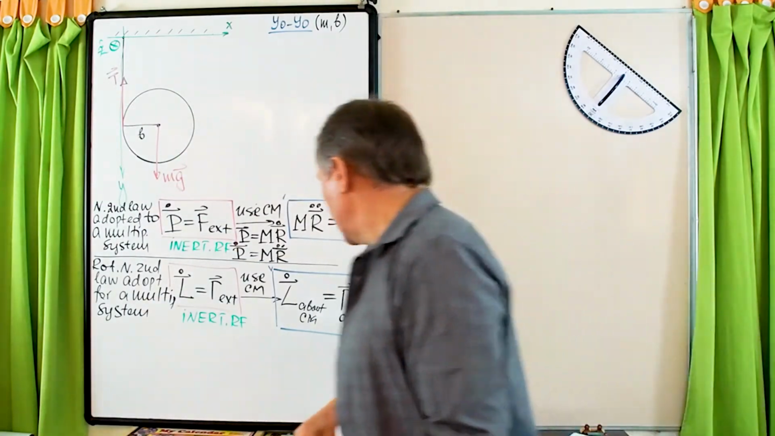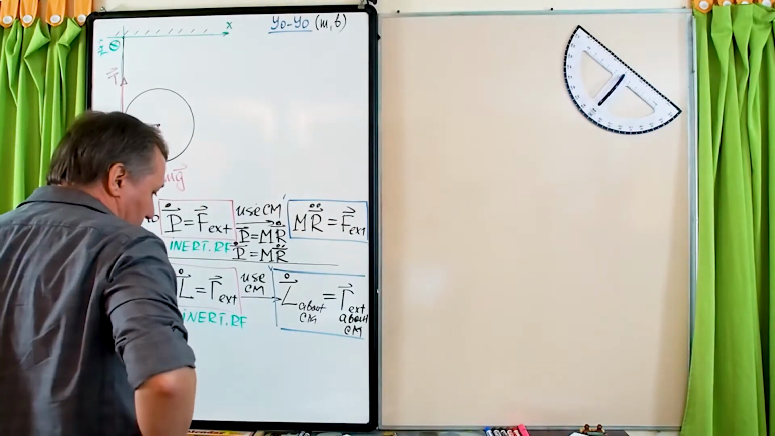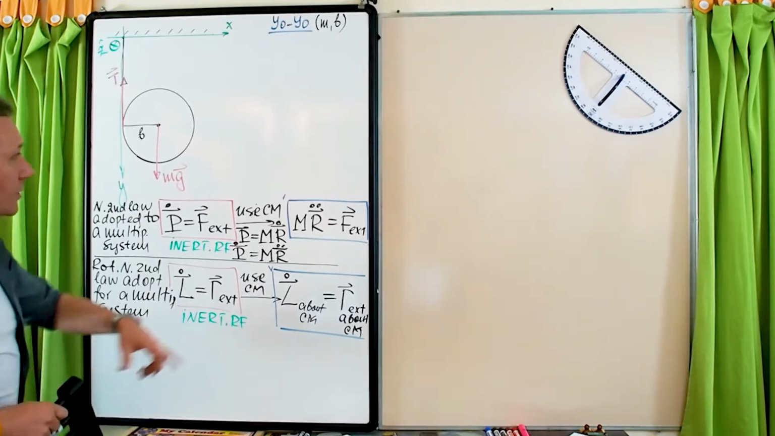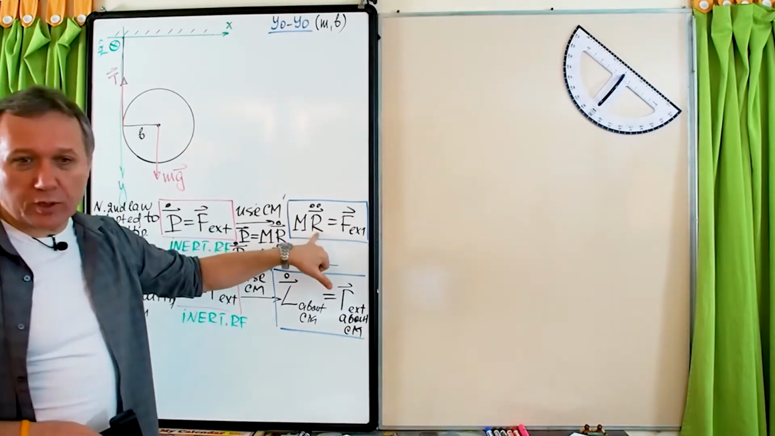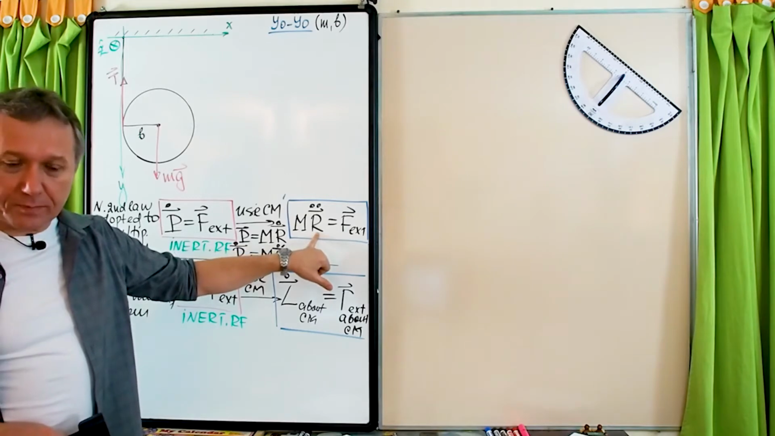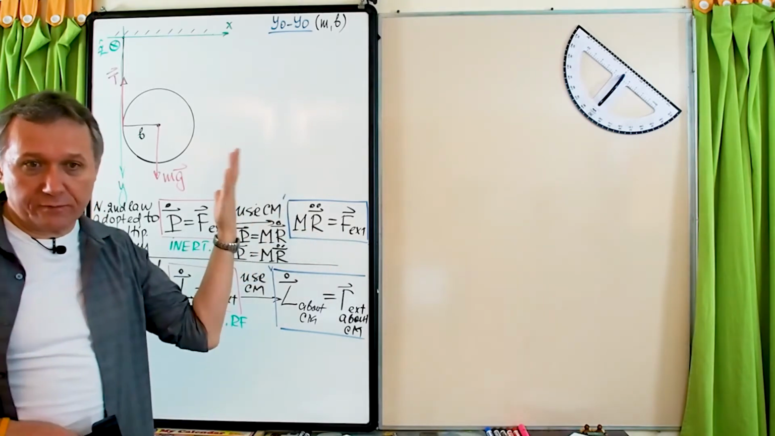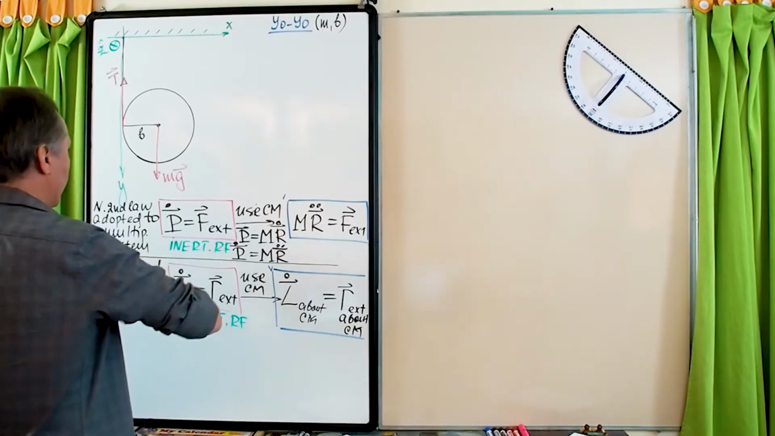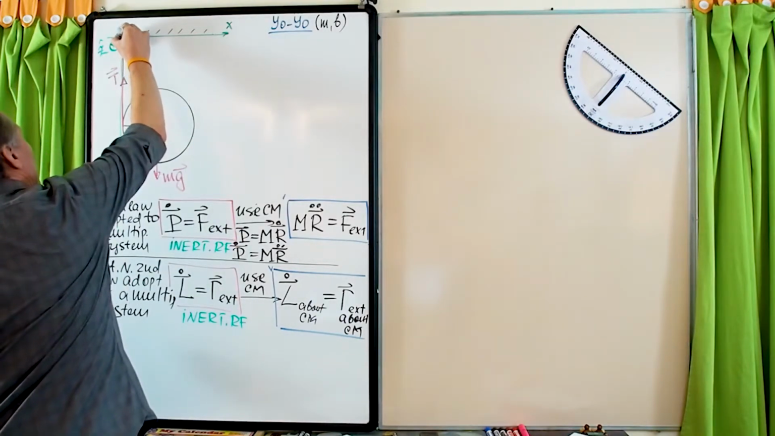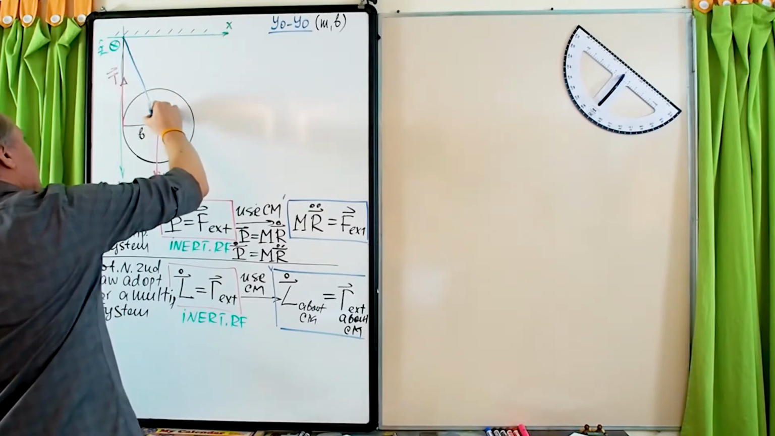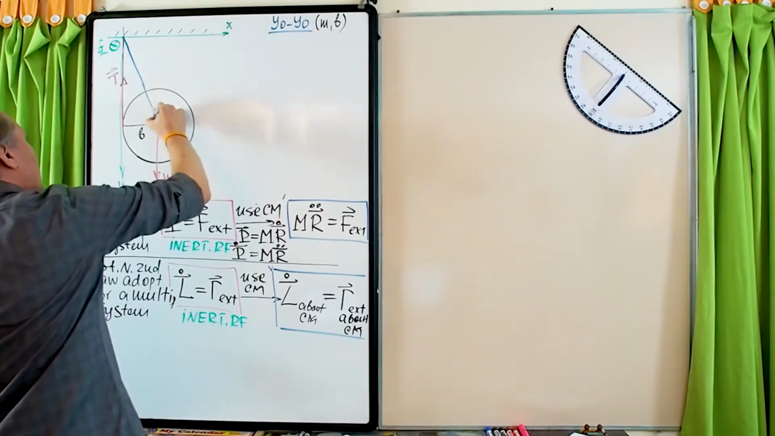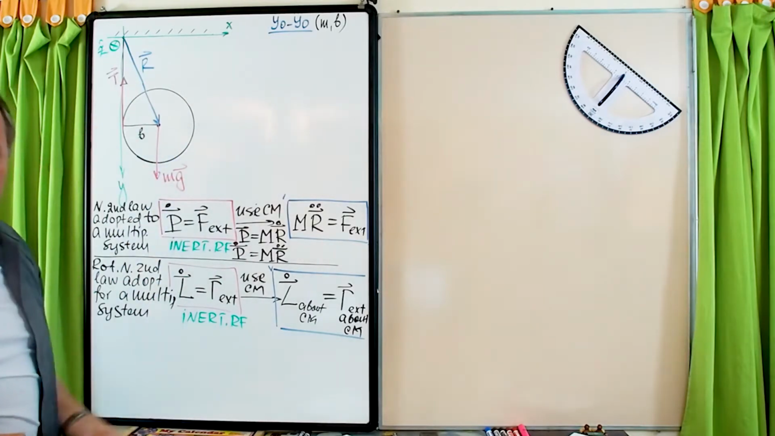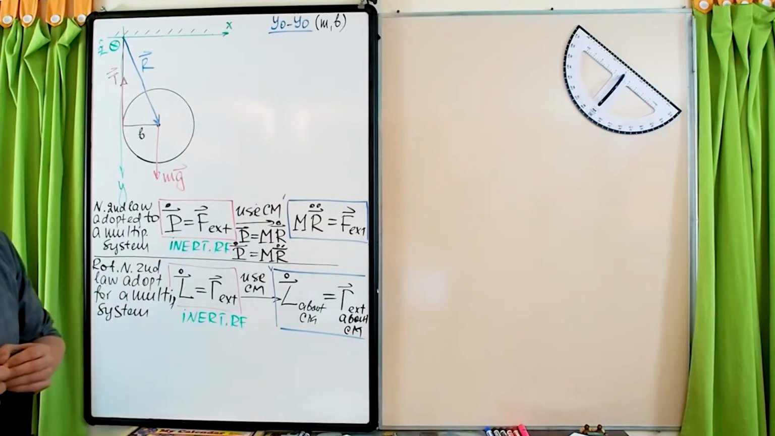Okay, so now we know this. So what about R? R is a position vector, it defines the position of the center of mass point, right? So let's say this is my R, that's the center of mass. So R defines the position of the center of mass, right?